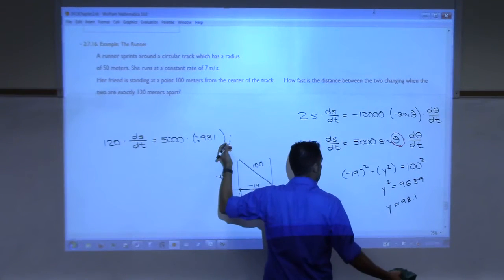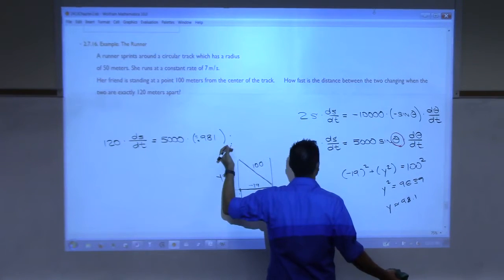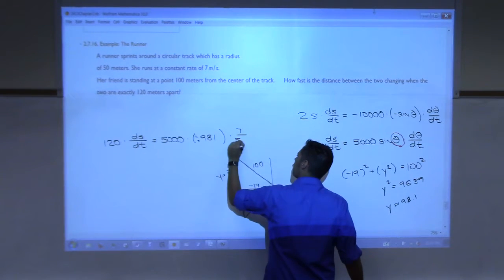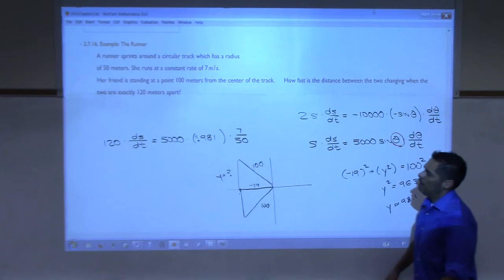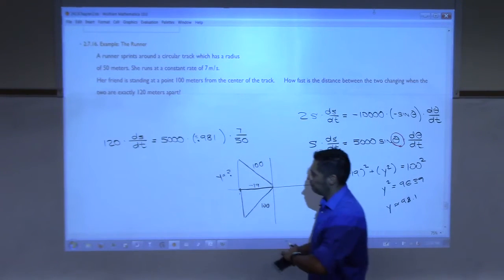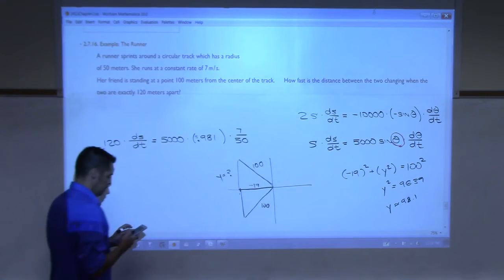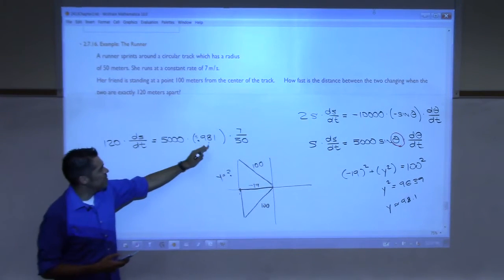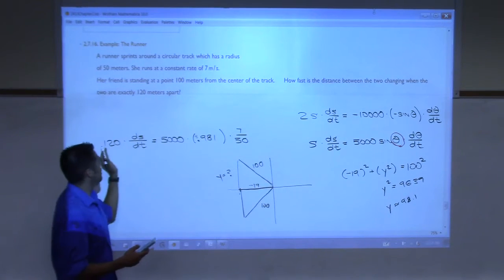d theta/dt is, we did this, 7 over 50. And now we solve for ds/dt. So I'm just going to do this on my calculator. I'm going to do 5,000 times this, times 7, divided by 50, then divide by 120.